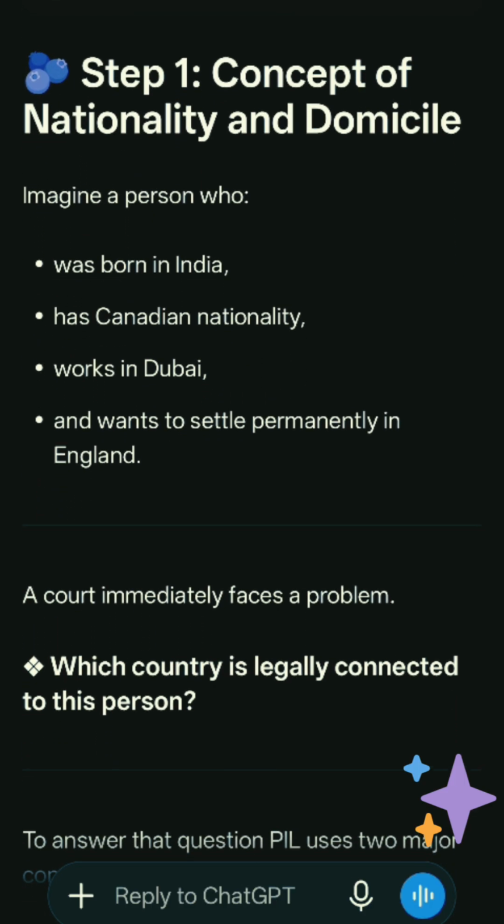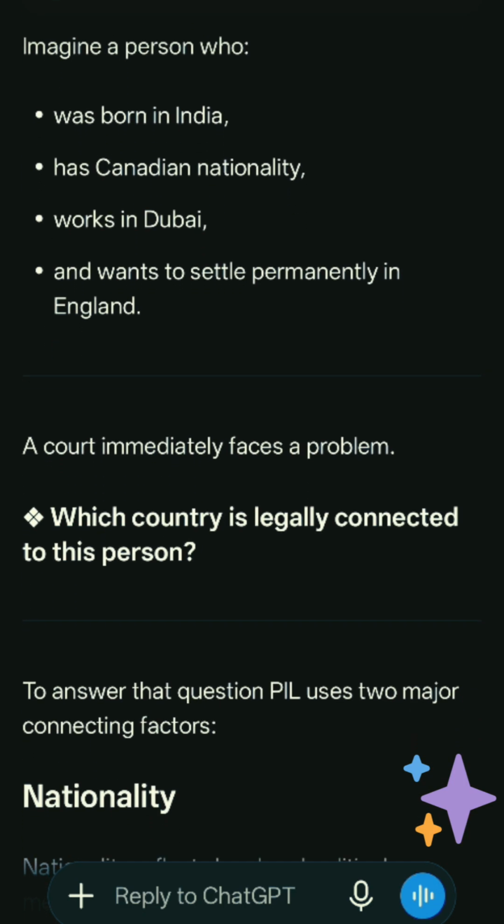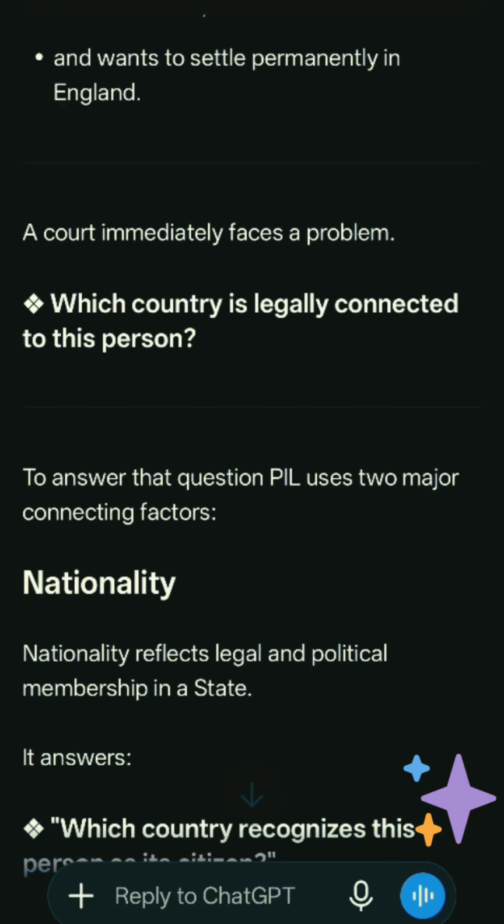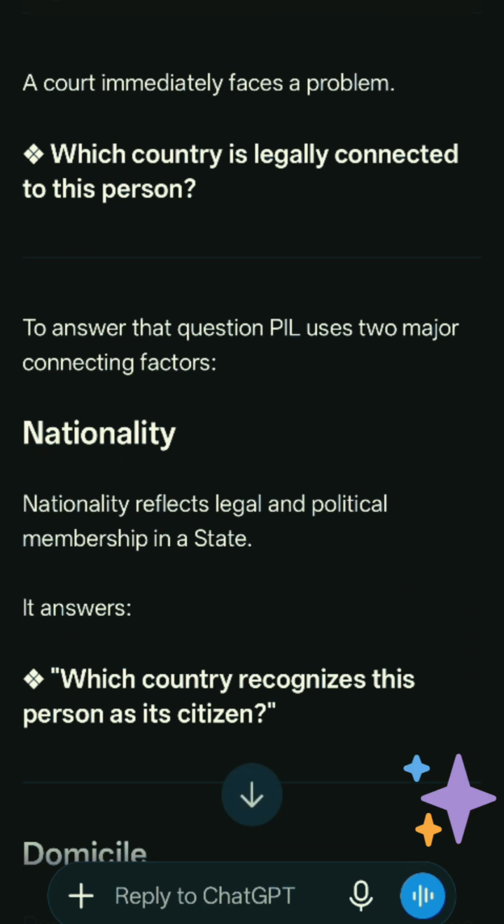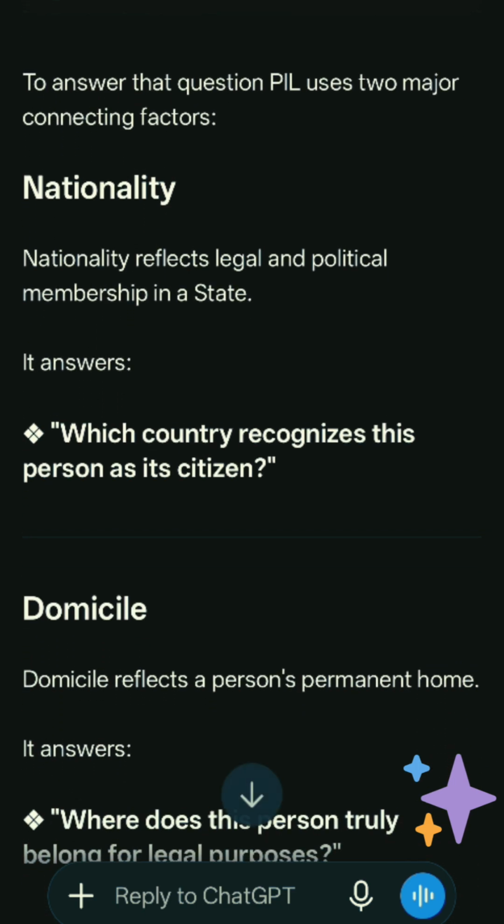Imagine a person who was born in India, has Canadian nationality, works in Dubai, and wants to settle permanently in England. A court immediately faces a problem. Which country is legally connected to this person? To answer that question, private international law uses two major connecting factors.